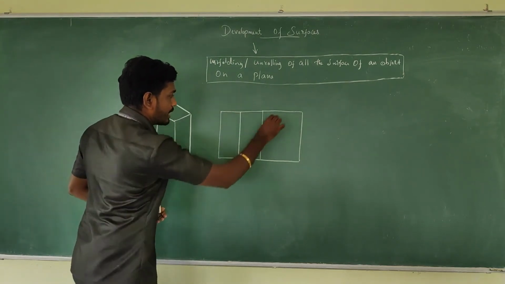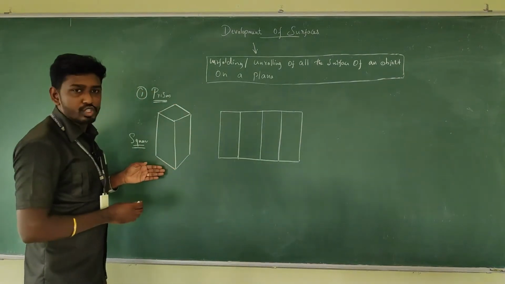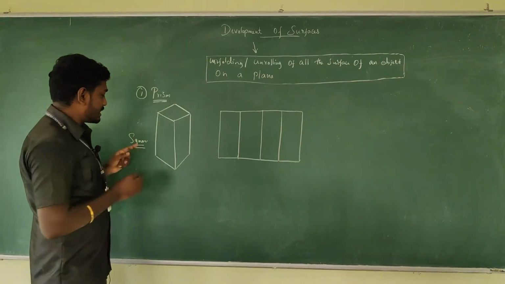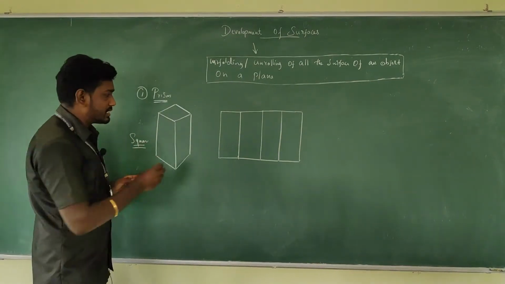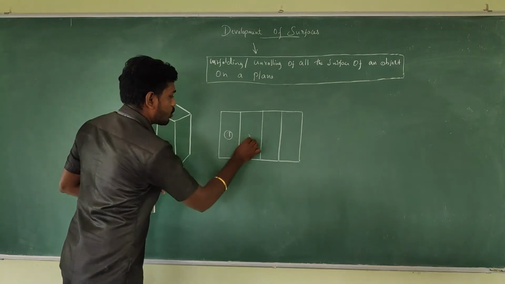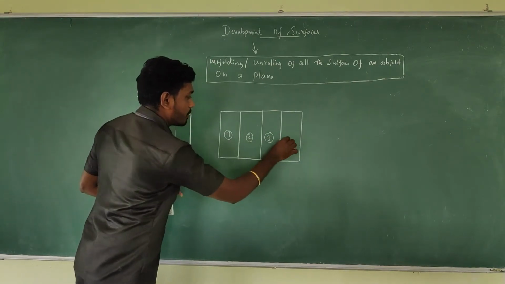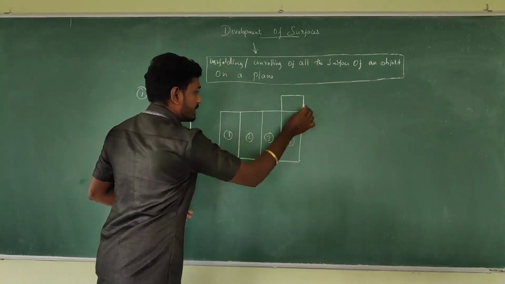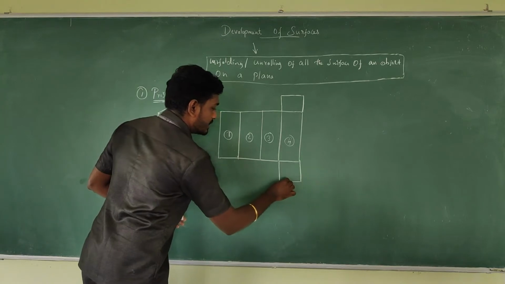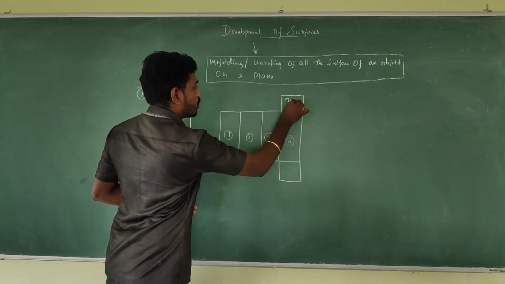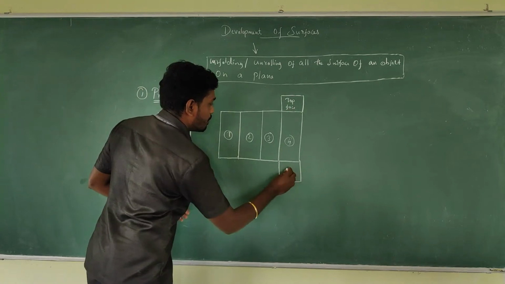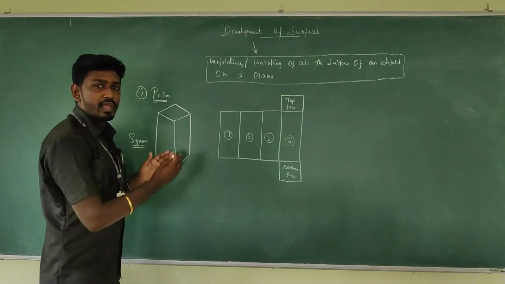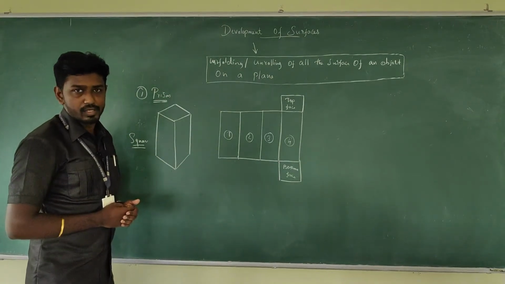The stretch out will be proportional to the number of sides or number of rectangular faces. It's a square, so it has 4 faces. Here it has 1, 2, 3 and 4 faces. The top base and bottom base are attached like this when you unfold it.